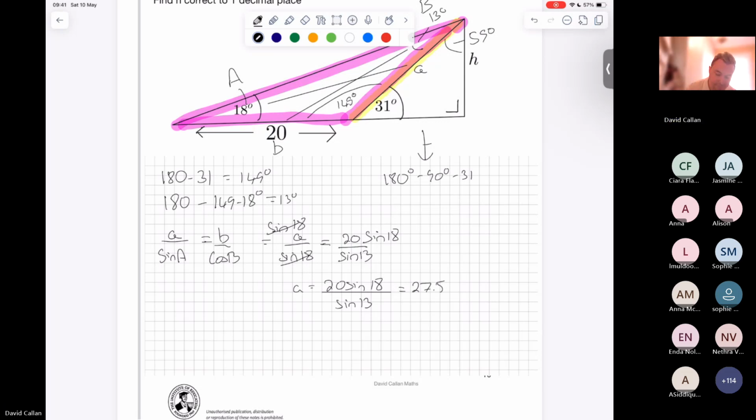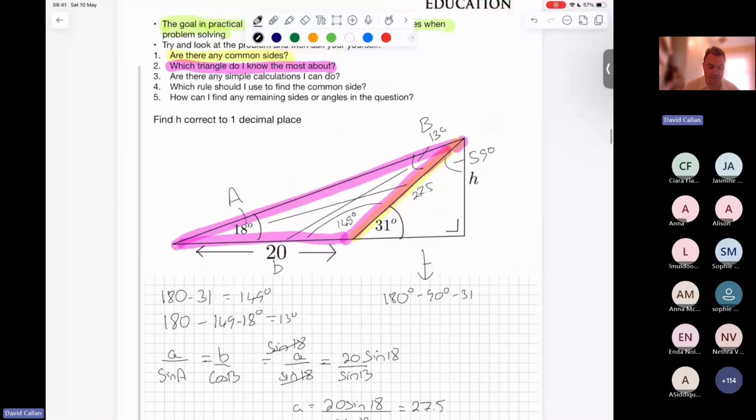Okay. So I got 27.5 for this length here, 27.5. Now, I didn't answer the question yet, but trust me, this is the best approach to do it. I can guarantee you that. So did I find the common side? Done. Lovely. And then how can I find what I'm actually being asked to find here? So then you go back to square one again.